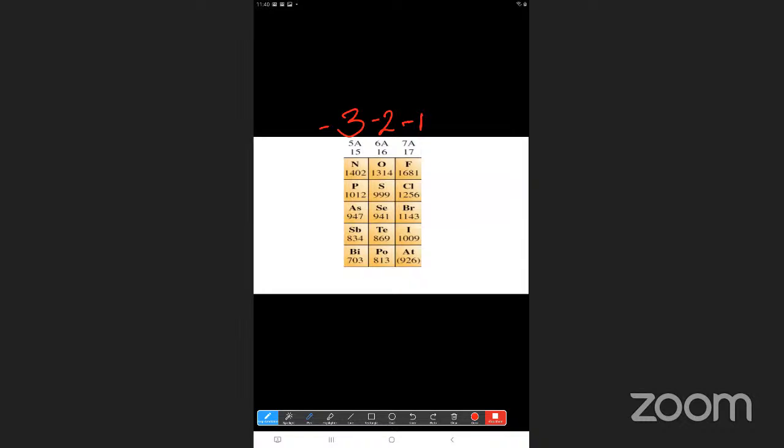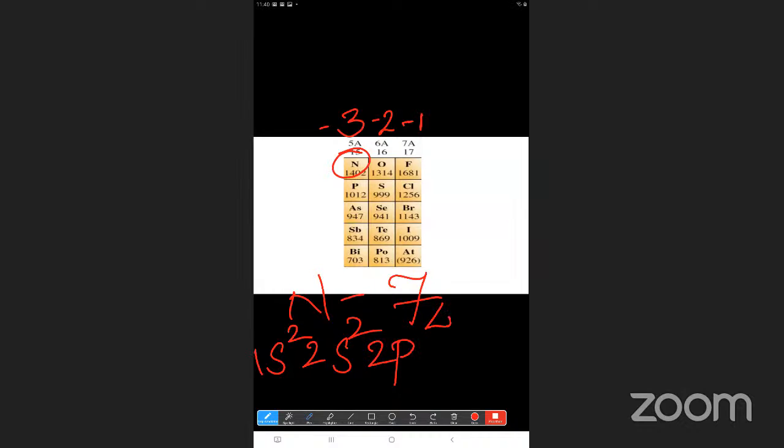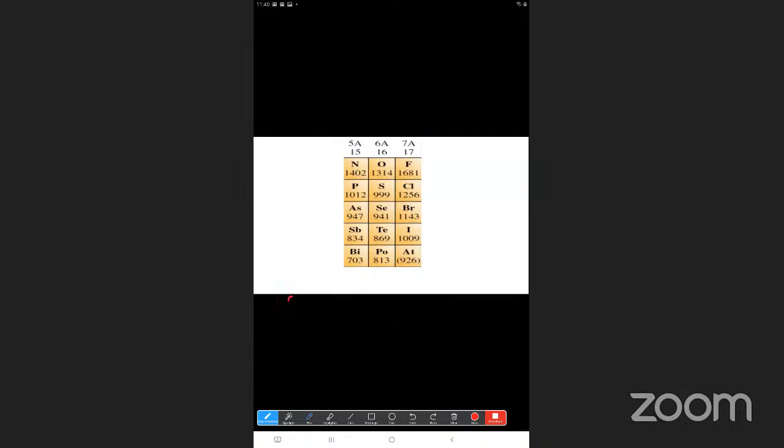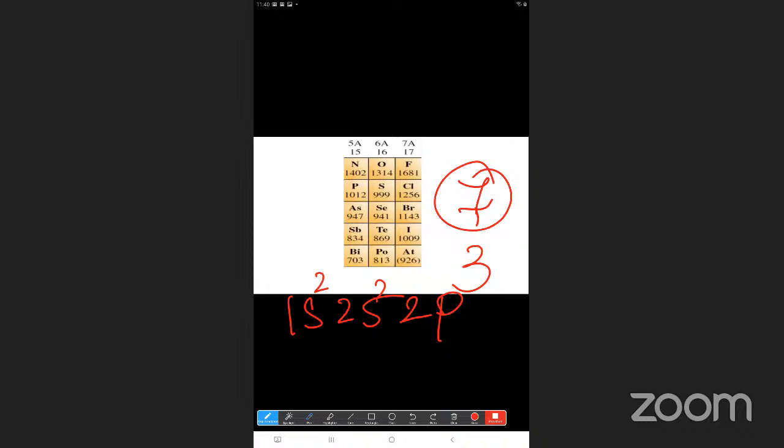Right? So for example, if you take the 5A group element nitrogen. Nitrogen has atomic number 7. So the electronic configuration is 1s2, 2s2, 2p4. Sorry, 1s2, 2s2, 2p3. This is the nitrogen configuration. So the atomic number is 7, right? 2 plus 2, 4. 4 plus 3, 7. So this is the electronic configuration of nitrogen.